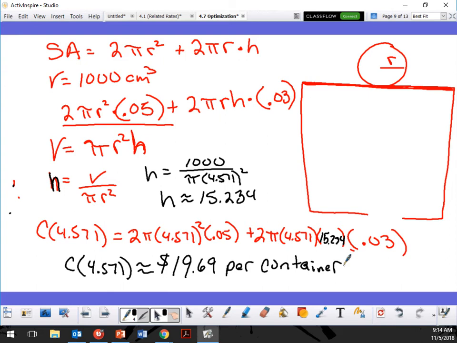Not bad. We had to use two different formulas. We used the volume and the surface area together. We were able to isolate and get rid of one of my variables. And from there, could I have maximized this for height?